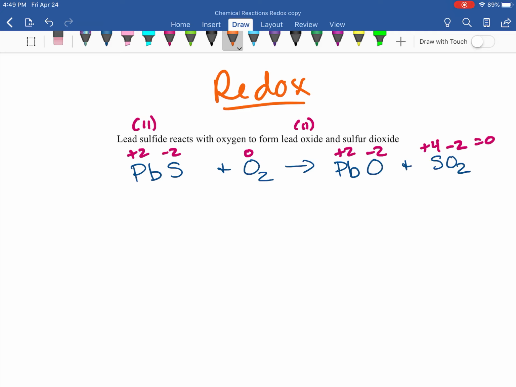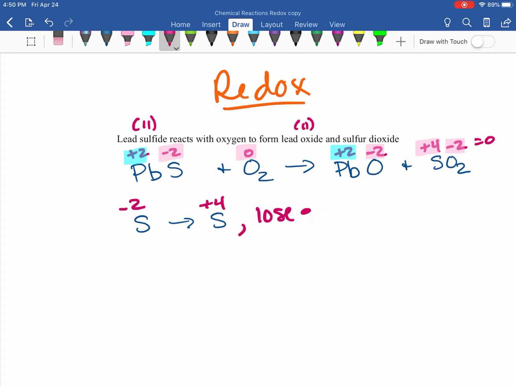So is this a redox reaction? A little bit of a mystery. Do we have any oxidation numbers changing? We do. Are they all changing? No. In fact, look, lead is staying the same, but check this out. Sulfur is changing and oxygen is changing. Okay, so let's write it out. So let's spell out sulfur is changing. Sulfur is going from a -2 to a +4.